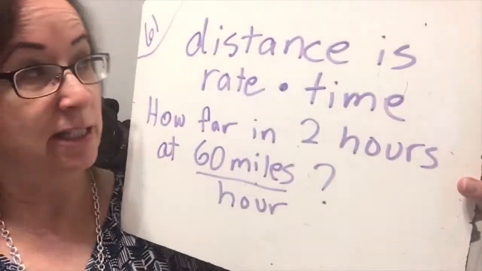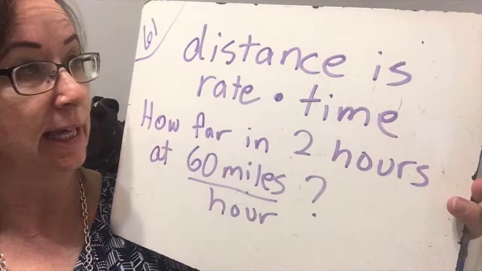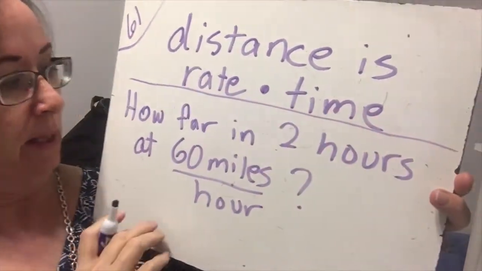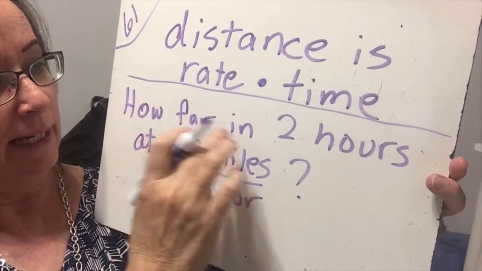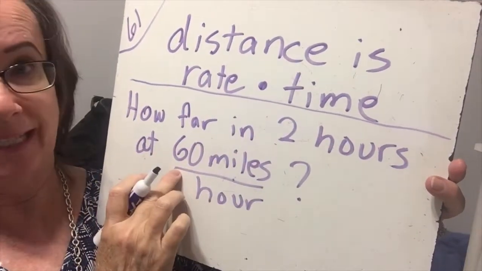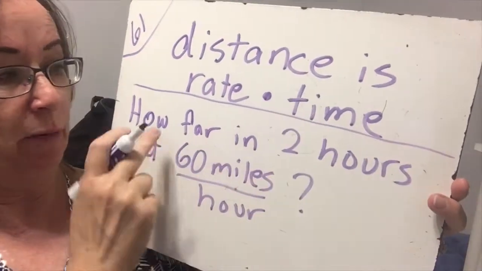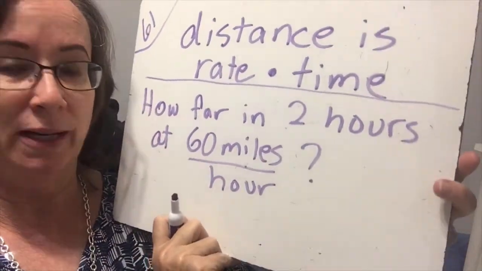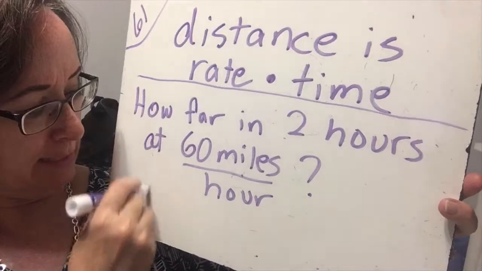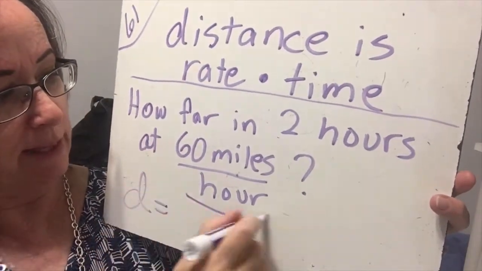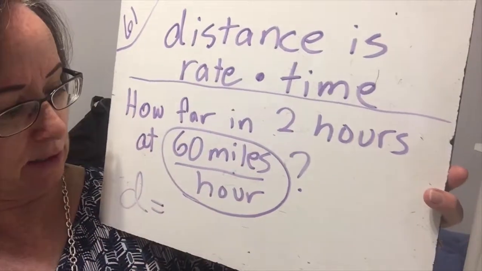Okay, so this is just some more explanation here. The distance is the rate times the time. That's our formula. Okay, how far in 2 hours at 60 miles per hour? So this is the rate, this is the time, and we're looking for how far. What is the distance? So distance is how far, right? And we're going to use this rate because miles is on top.